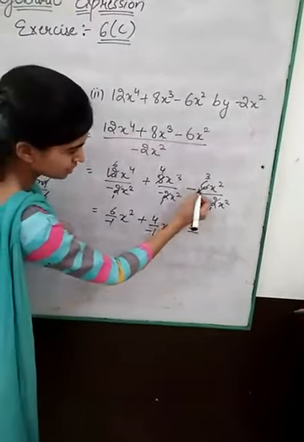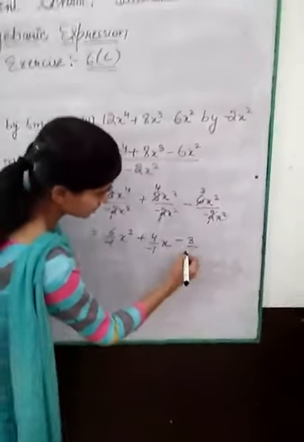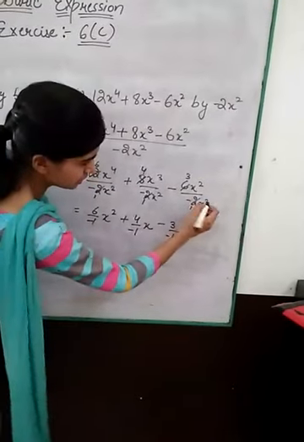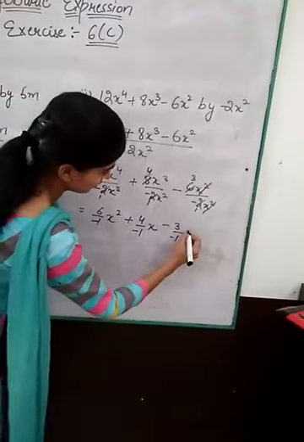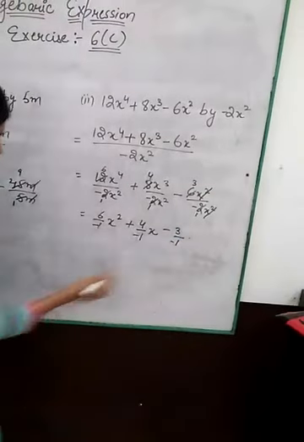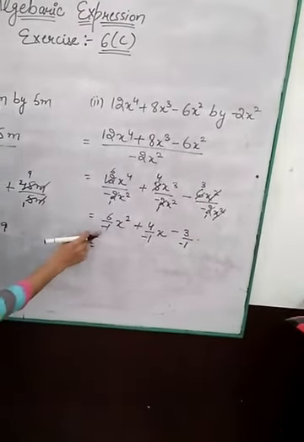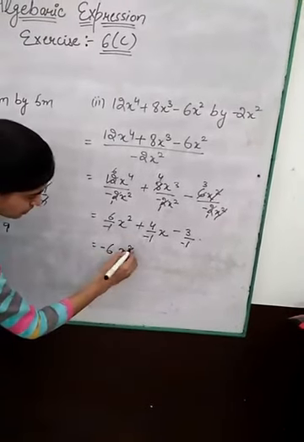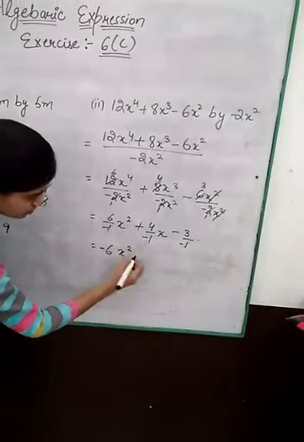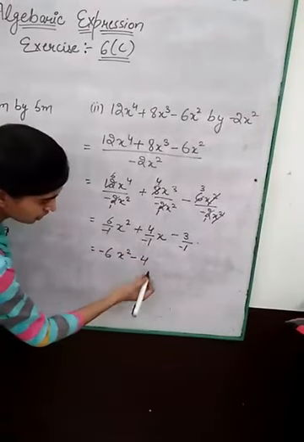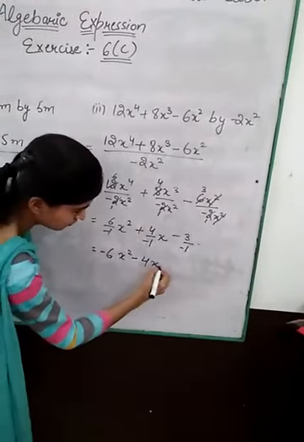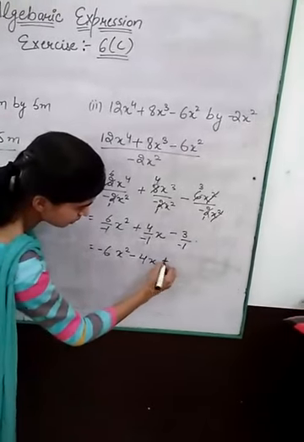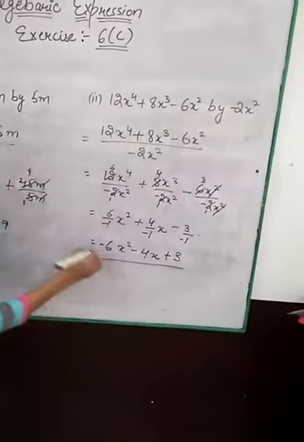Now here minus 3 upon minus 1, x square we will cut with x square, then no need to write any x here now. Now we can write 6 upon minus 1 is equal to minus 6, x square as it is. Now minus 4 upon 1, no need to write 1 downside, only minus 4x, and minus minus becomes plus 3. Now this is your answer.